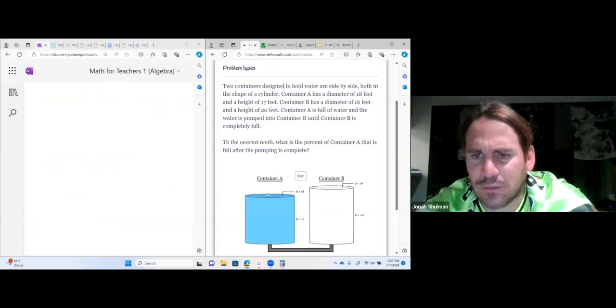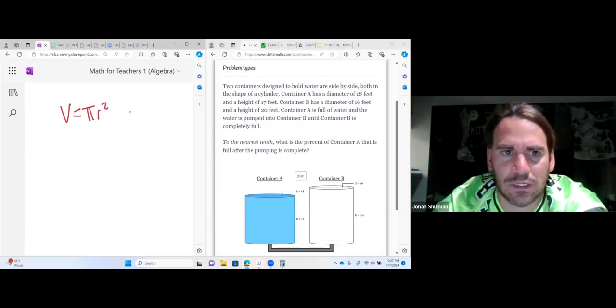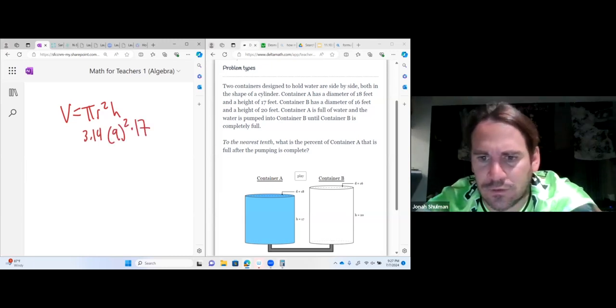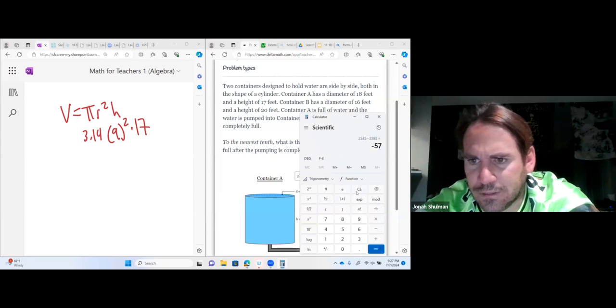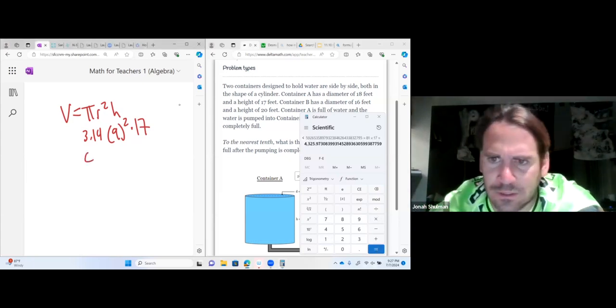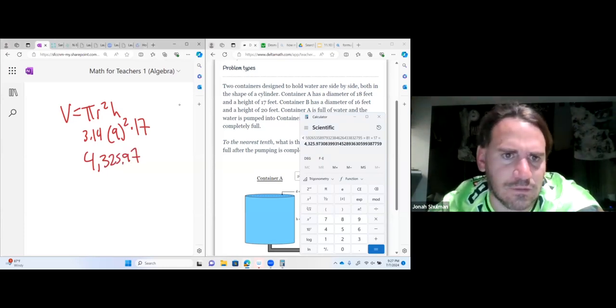This gives us the diameter. So the first one's, so B equals pi r squared h. So this is 3.14. Half of 18 is 9. 9 squared times 17. So here we go. Clear. Pi times 81 times 17. 4,325.97. All right, let's do the other one.